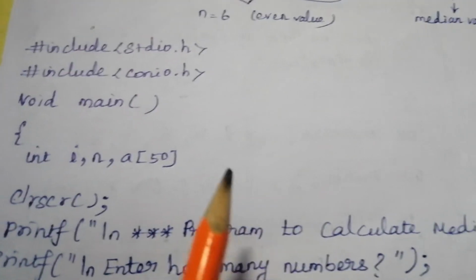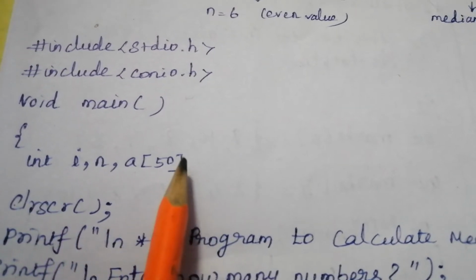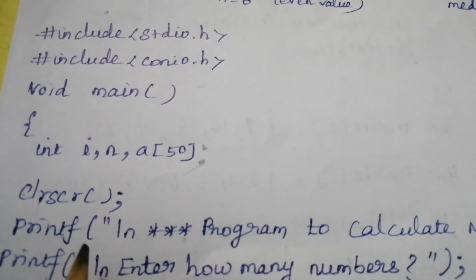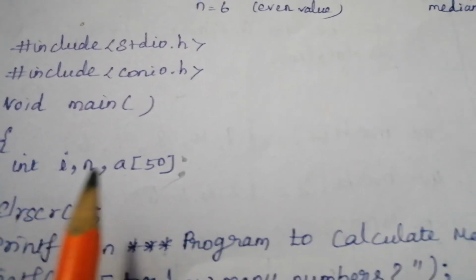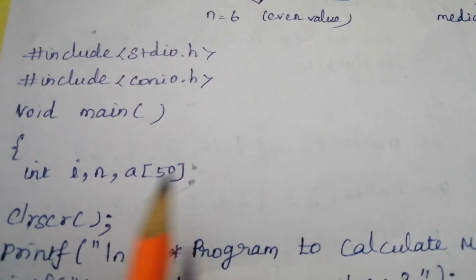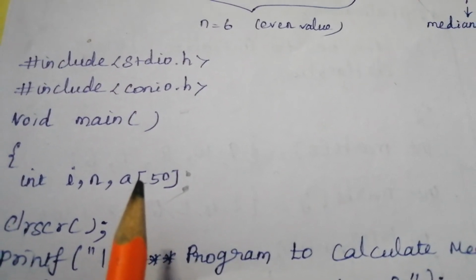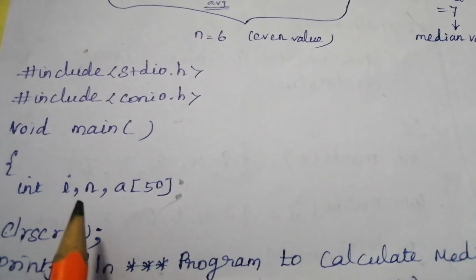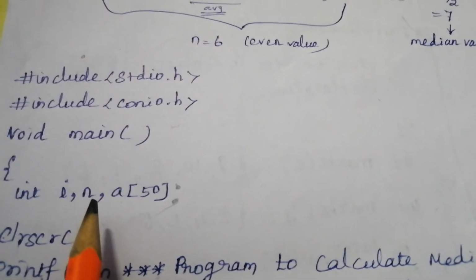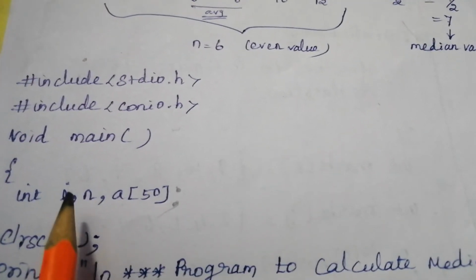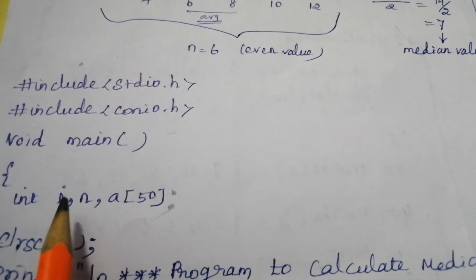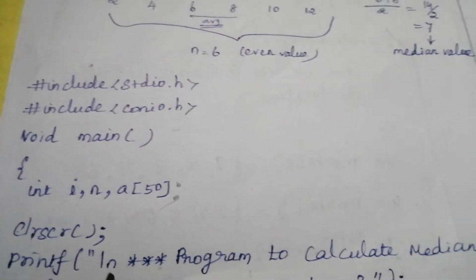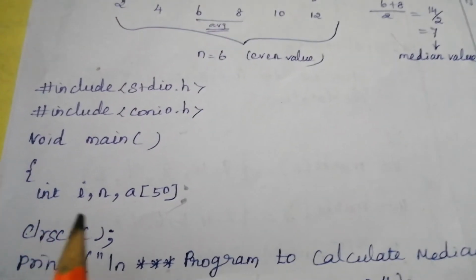Before the clear screen function, you have to declare all the variables required for this program, like i, n, a[50]. This is the array variable I have declared because I am going to read a collection of numbers. And n denotes how many numbers. i will be required as the loop counter variable. These are the variables used in the executable part, so I have declared them in the declarative part.